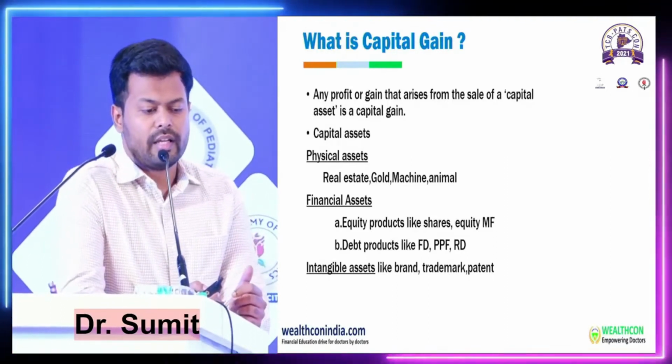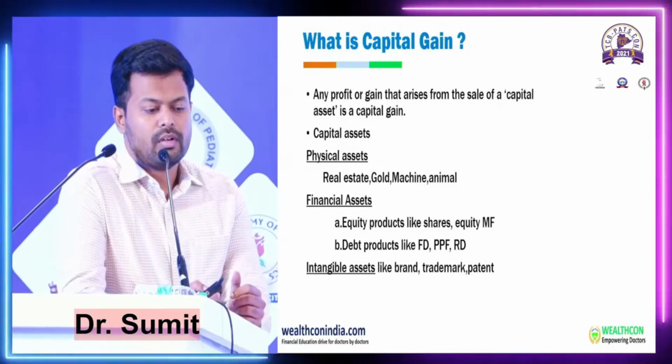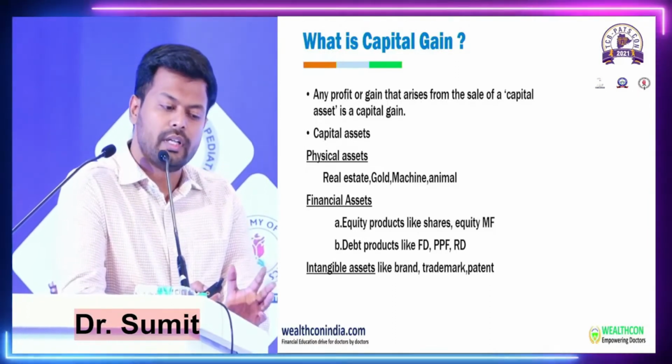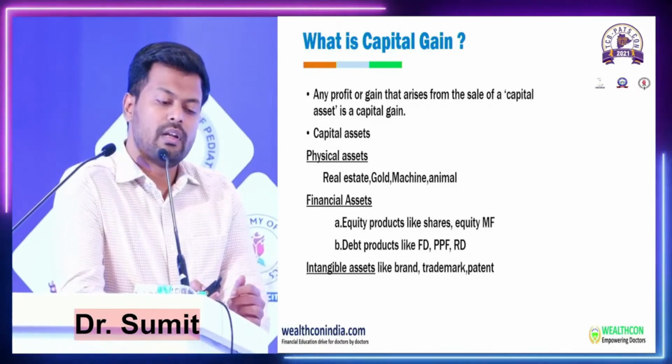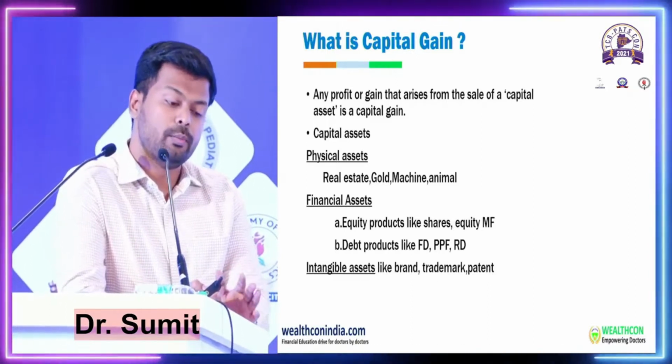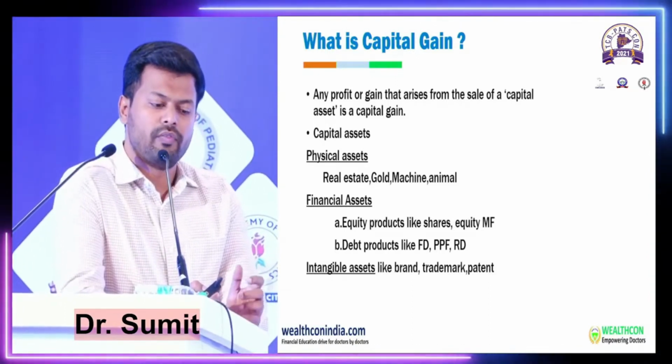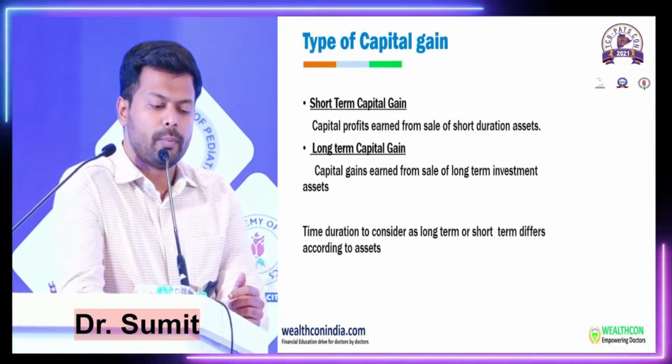Physical assets are real estate, gold, machines, and animals. While the financial assets are debt products and equity products. Equity products are like shares and equity mutual funds, while the debt products are FD, recurring deposit, and PPF.